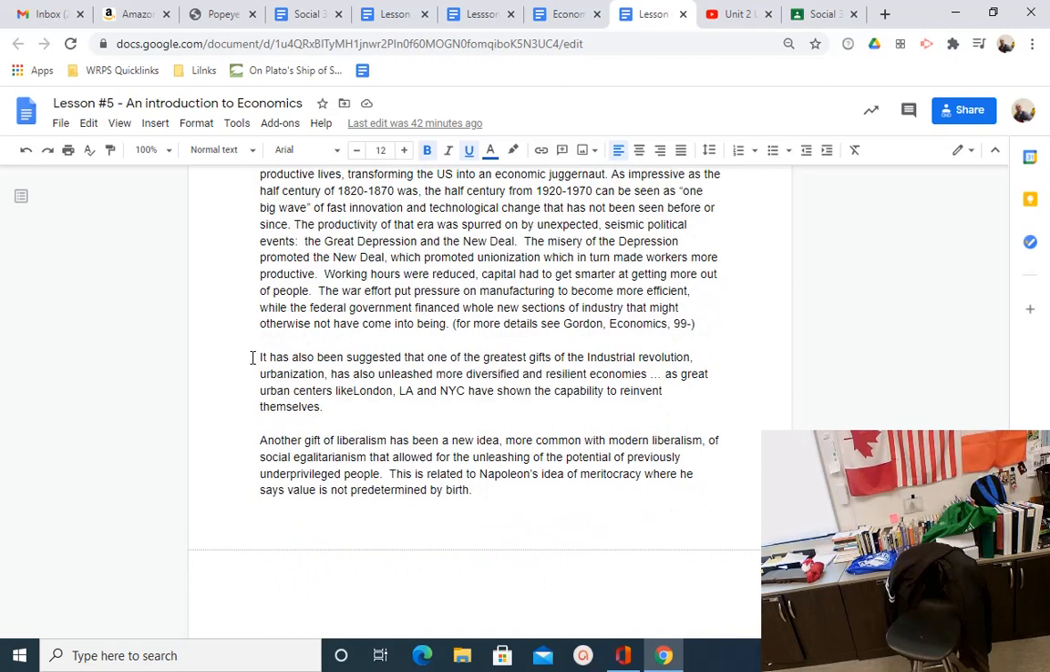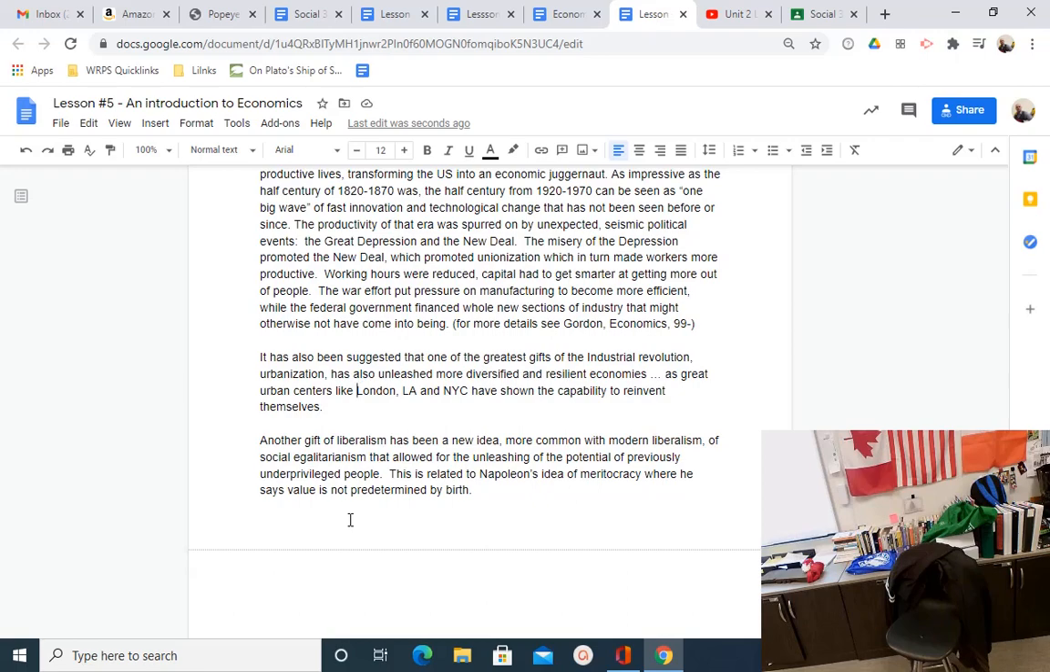It has been suggested that one of the greatest gifts of the Industrial Revolution, urbanization, has also unleashed more diversified and resilient economies, as great urban centers like London, LA, and New York City have shown the capability to reinvent themselves. Another gift of liberalism has been a new idea, more common with modern liberalism, of social egalitarianism that allowed for the unleashing of the potential of previously underprivileged people. This is related to Napoleon's idea of meritocracy, where he sees value is not predetermined by birth.